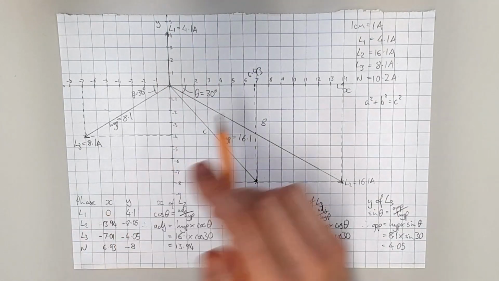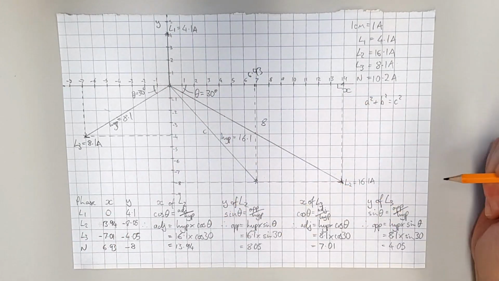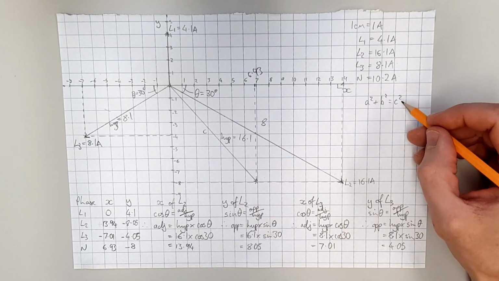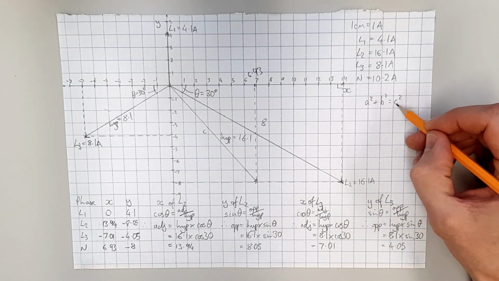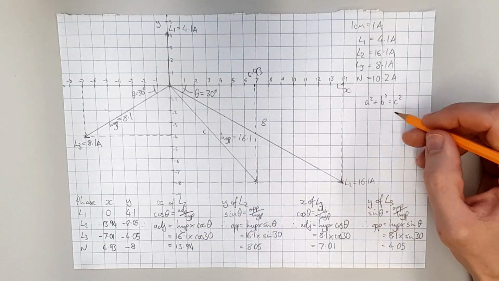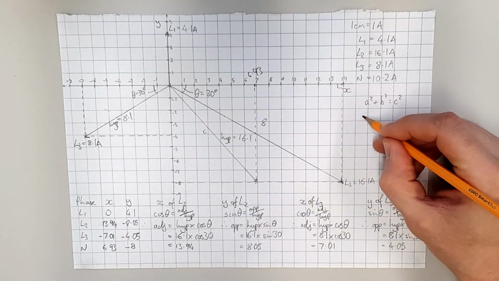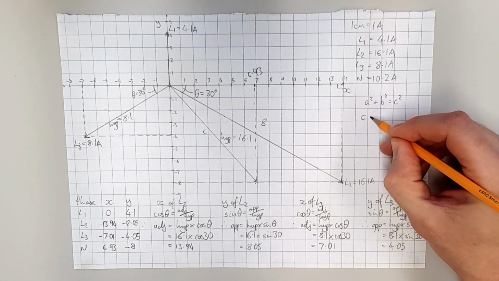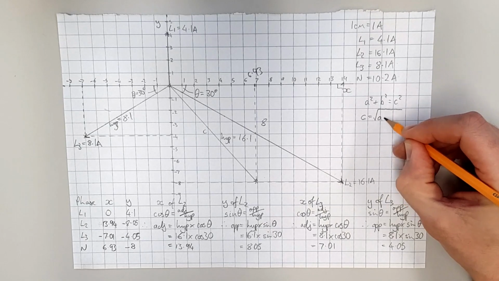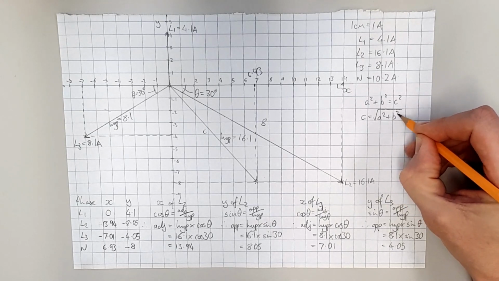So again, if you're not sure about Pythagoras' theorem, please go and watch the video that I've made on that, because it will help you to understand what we're doing here. Now, we're not interested necessarily in finding c squared by itself, we're interested in finding c. So we need to square root both sides of this formula before we begin. So we have c is equal to the square root of a squared plus b squared.